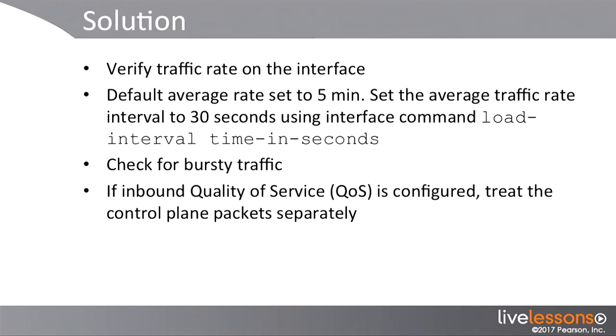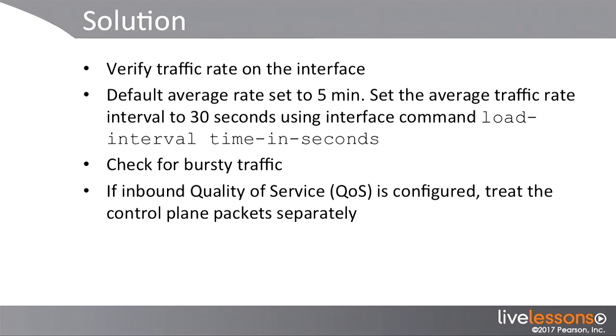Now, to solve the problem with the input queue drops or the output queue drops, you can do various things. You can increase the size of the hold queue, or you can tweak your QoS values. But it's hard to tell if the interface is receiving a spike in traffic or if there's bursty traffic on the interface. The reason is that by default, the average rate of traffic is calculated based on the last 5 minutes. If there's bursty traffic, it will not get captured easily under that 5-minute average window.